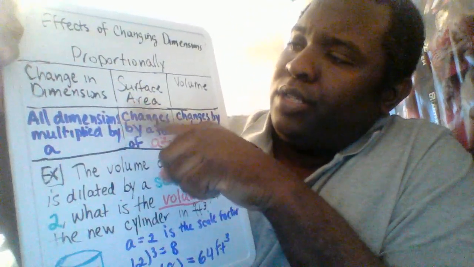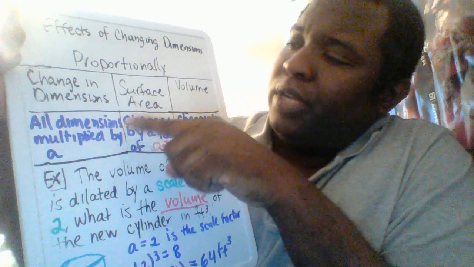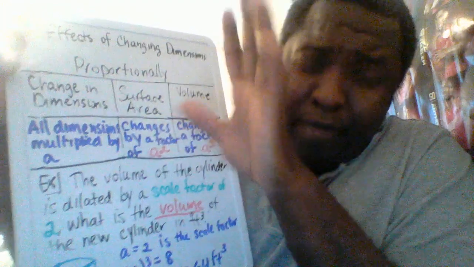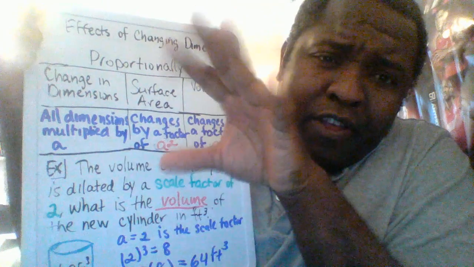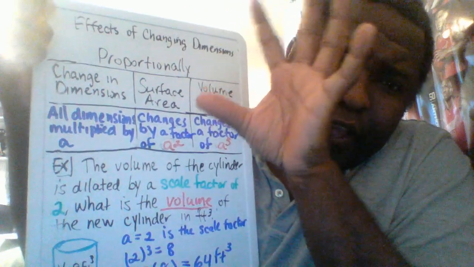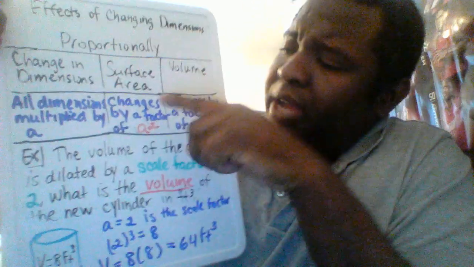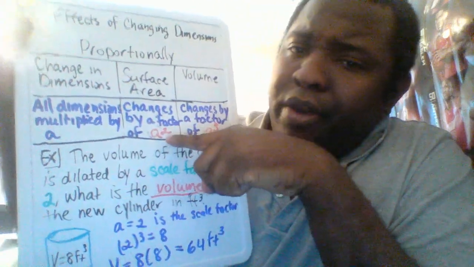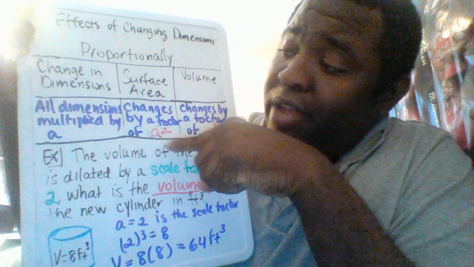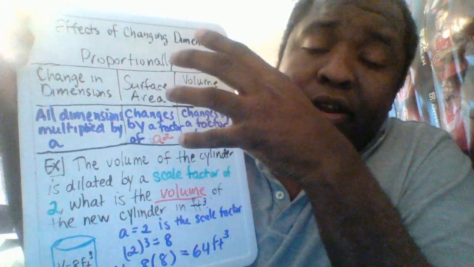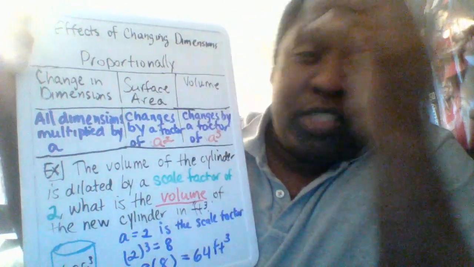So this is the change in dimensions, okay? So this is your surface area. Now everybody understands surface area is just area of a three-dimensional figure, the different surfaces added together, okay? So what happens with the surface area when you change by a scale factor? Well, a squared. So it still deals with area.